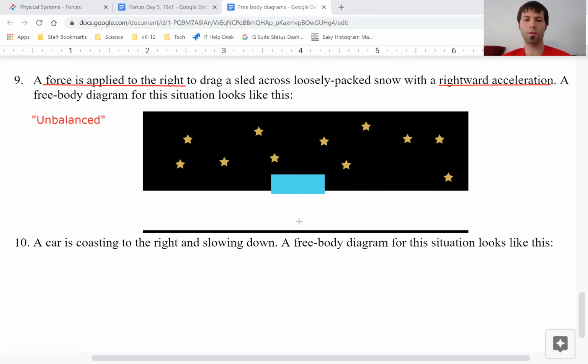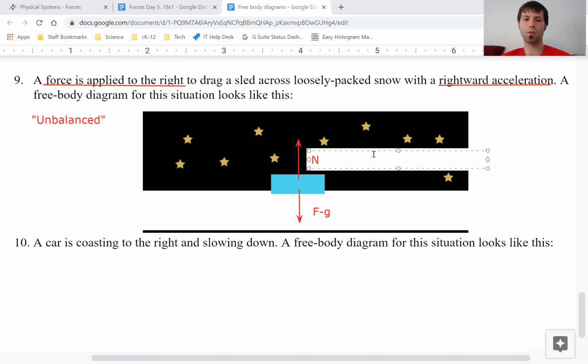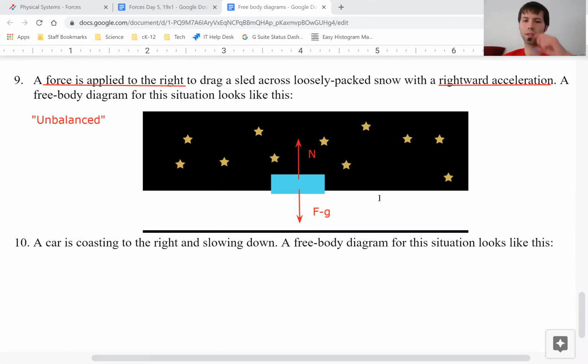Okay, so downward force of gravity. It's not accelerating downwards, so the snow must be providing a normal force. The snow is pushing back up on the sled in order to keep the sled from falling. There we go, normal force. Okay, so we got the vertical taken care of.